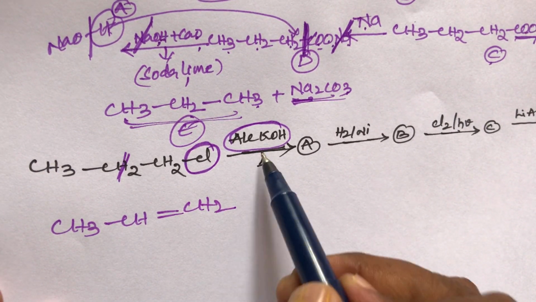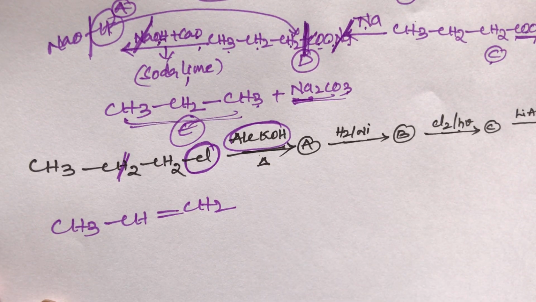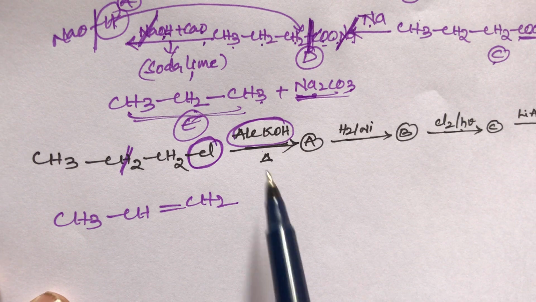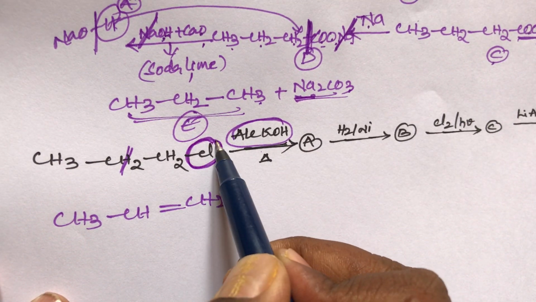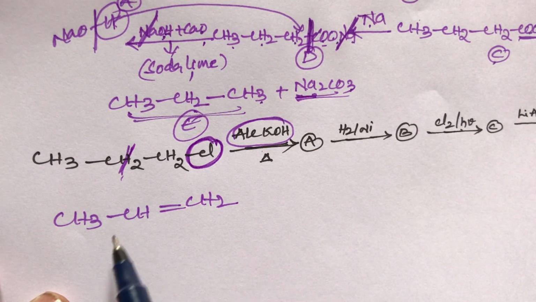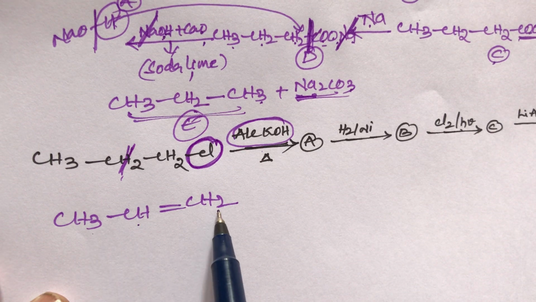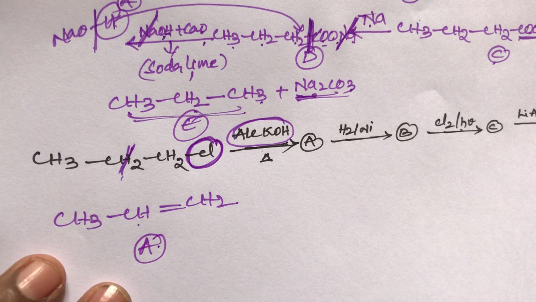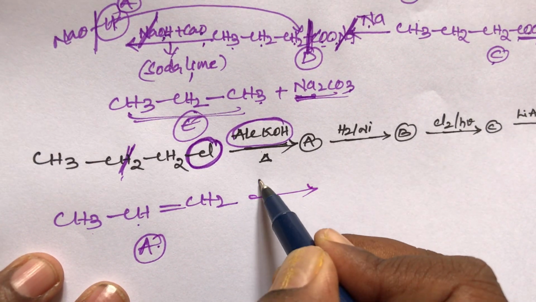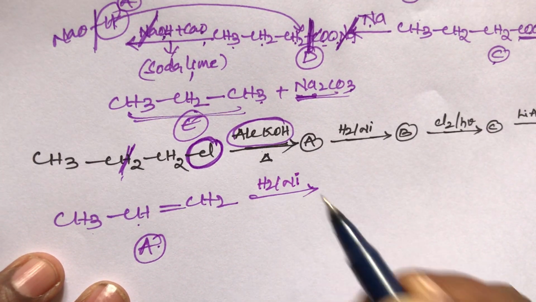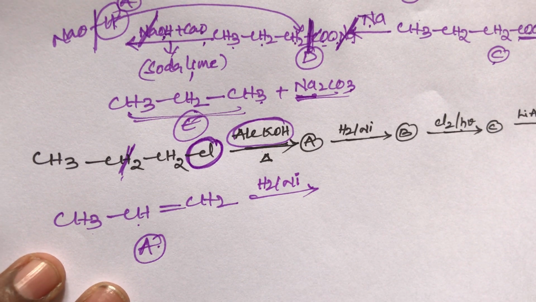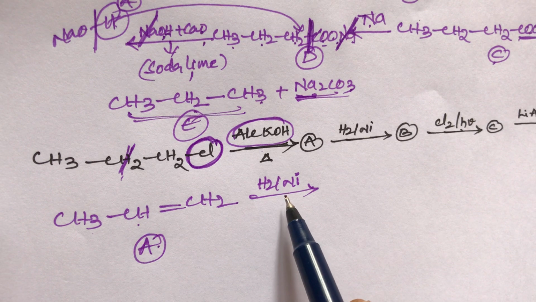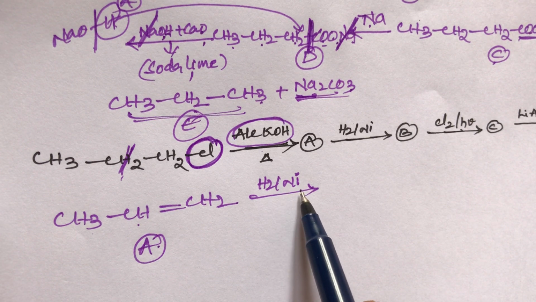Simple, student. What is the role of alcoholic KOH? The alcoholic KOH acts as a dehydrohalogenating agent, that means elimination. Removal of one halogen from here, removal of one hydrogen from the adjacent carbon, we get CH3 CH double bond CH2, propene is formed. This is the A compound, student. When the A compound reacts with H2 with nickel acting as a catalyst, that is called catalytic hydrogenation.